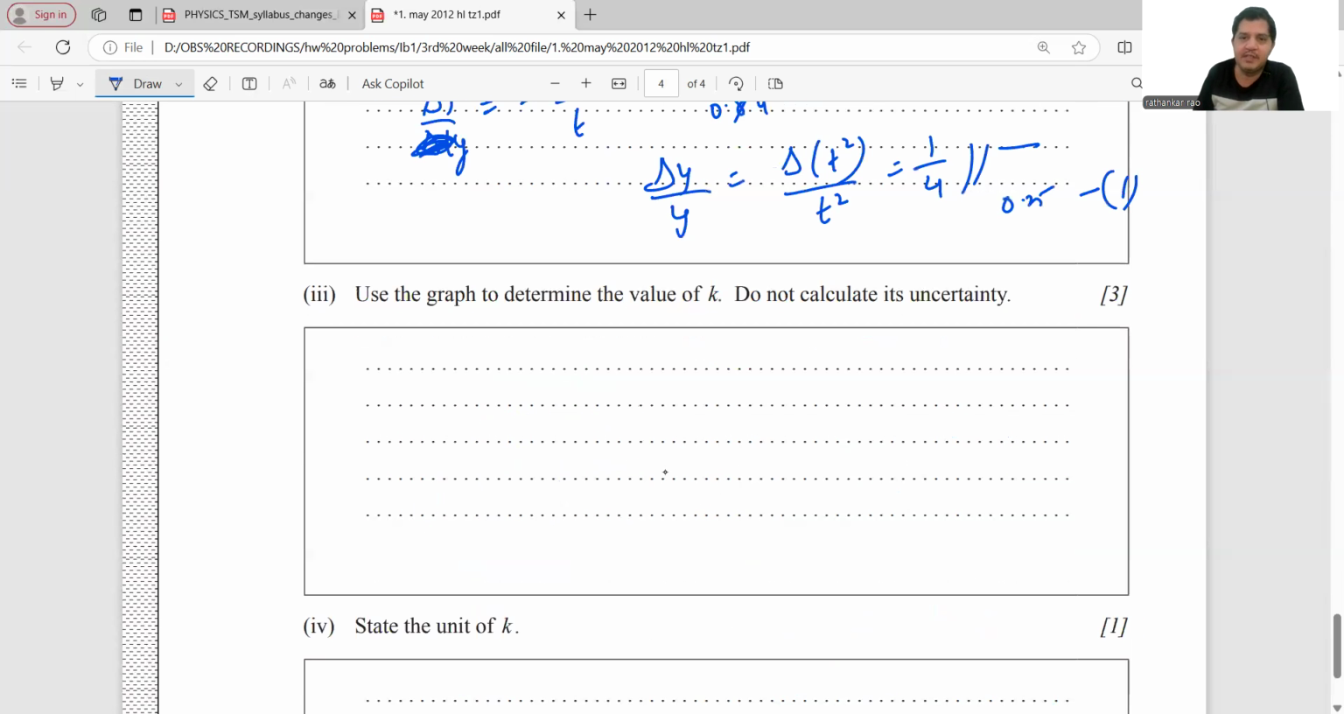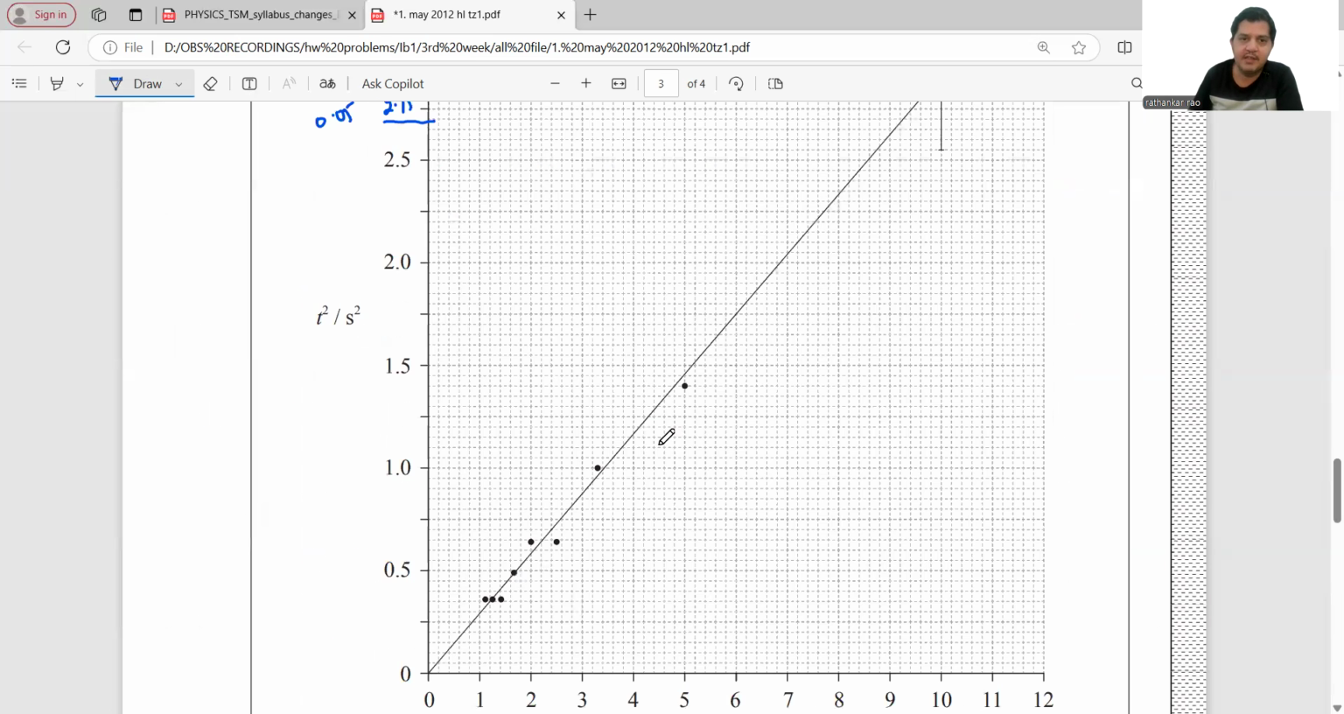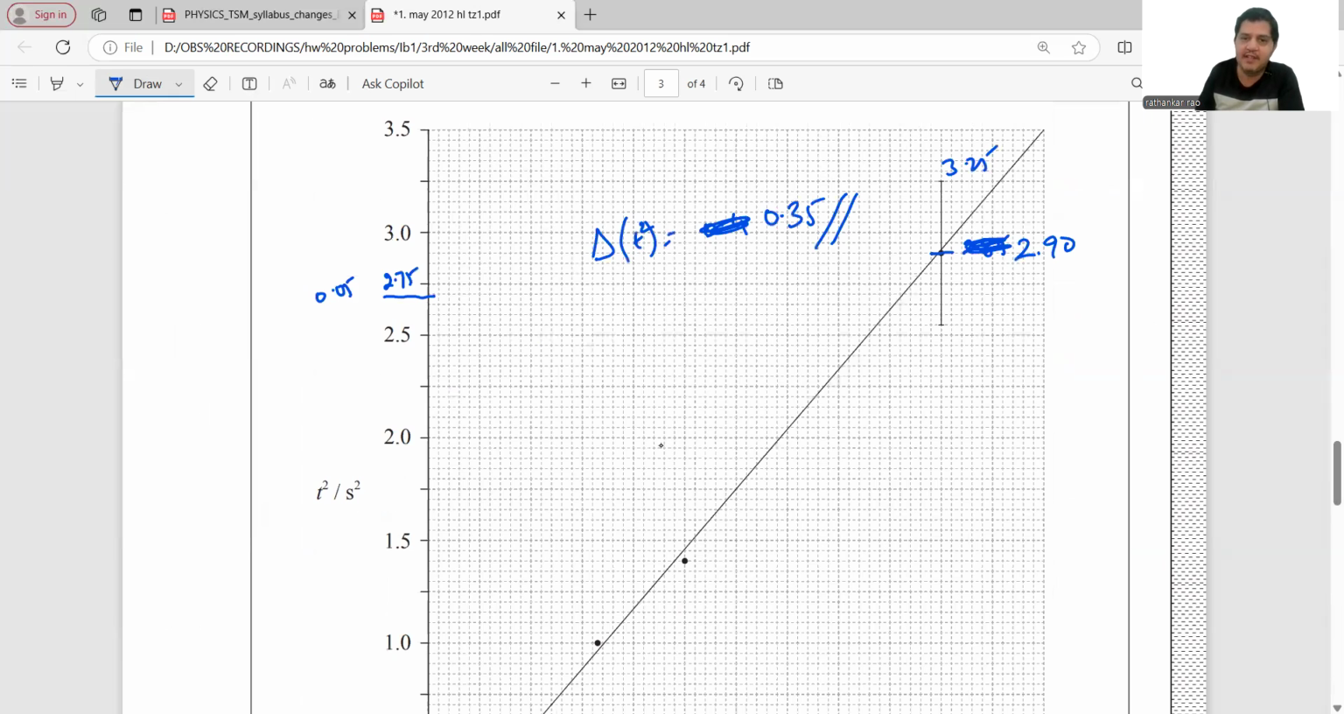Next one, use the graph to determine the value of k. Do not calculate its uncertainty. You need to determine the value of k using the graph. Using the graph, how do I get it? What is the formula once again? It's a straight line. T square is equal to k square into 1 by h. So in other words, this is your y, this is your m, and this is your x over here. So if you get the value of m, which is the slope, you can get the value of k square. Because k square is equal to slope, k should be equal to the square root of slope, right?